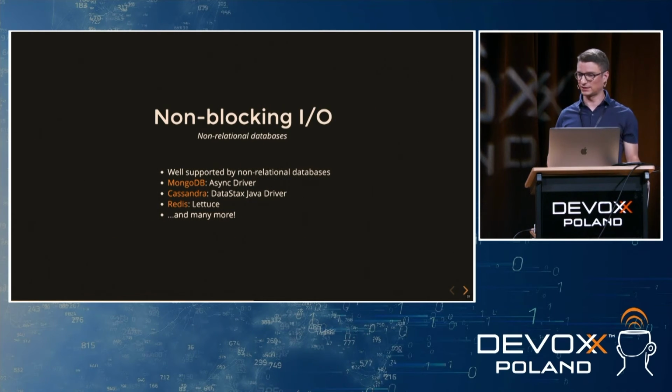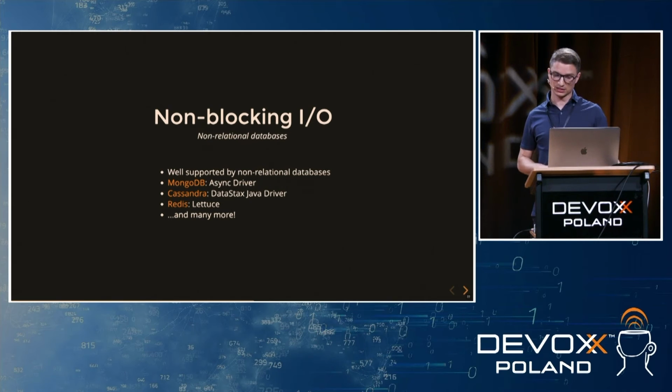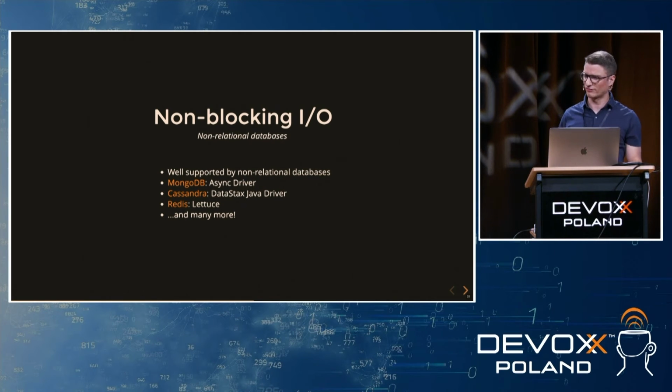When it comes to communicating with non-relational databases in a non-blocking manner, we also don't usually have a problem, because their drivers very often are already non-blocking and asynchronous. For example, we have an async driver for Mongo, we have the DataStax Java driver for Cassandra, and we have Lettuce for Redis. And depending on which non-relational database you're using, you probably also have a non-blocking client for your database of choice. So usually not a problem here.